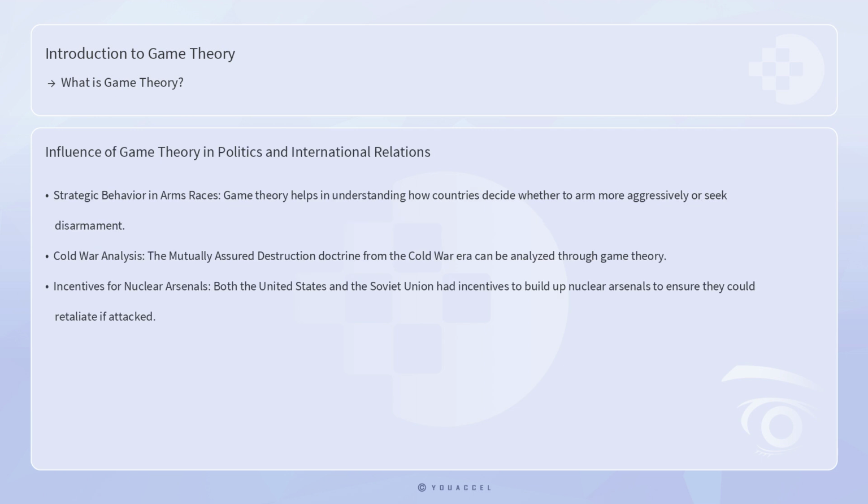Beyond economics, game theory is influential in political science and international relations. For example, it helps in understanding the strategic behavior in arms races, where countries must decide whether to arm more aggressively or seek disarmament. The Cold War era's mutually assured destruction doctrine can be analyzed through game theory. Both the United States and the Soviet Union had incentives to build up nuclear arsenals to ensure they could retaliate if attacked, leading to a precarious balance of power.